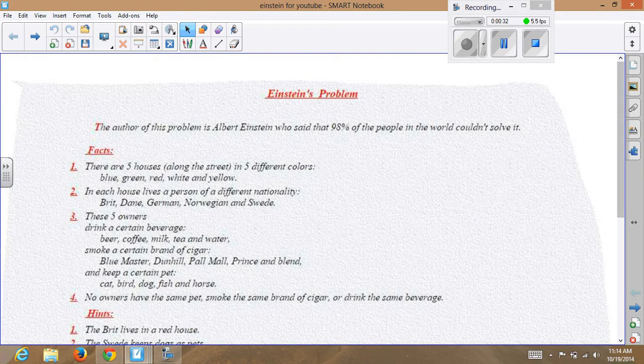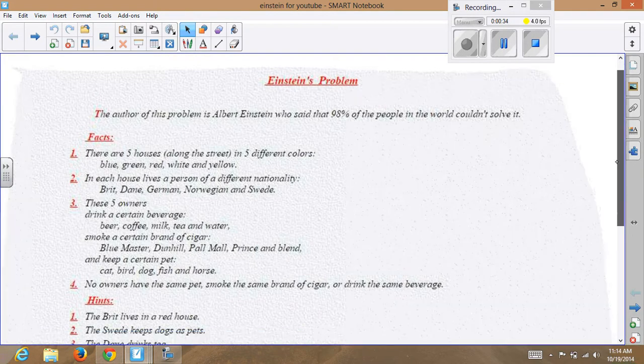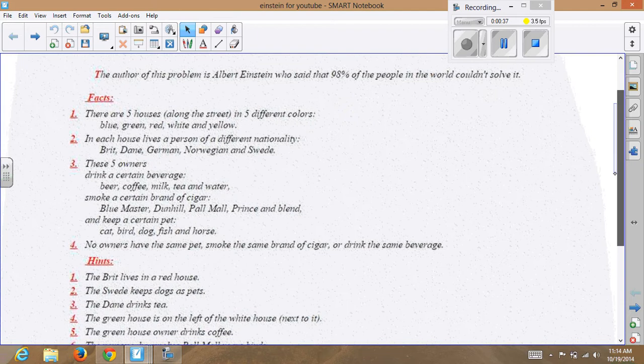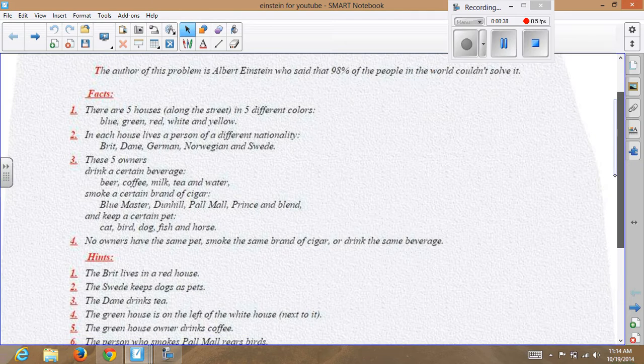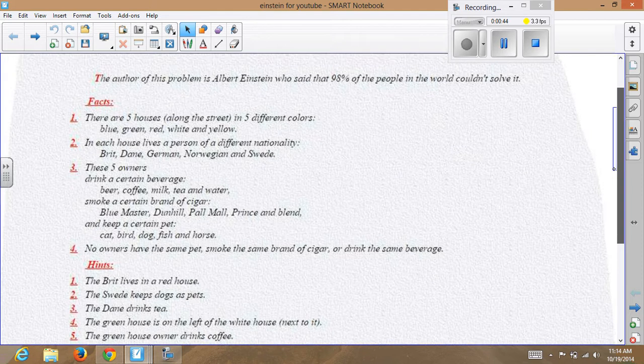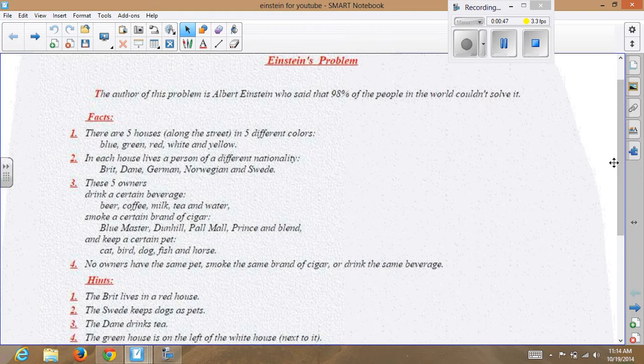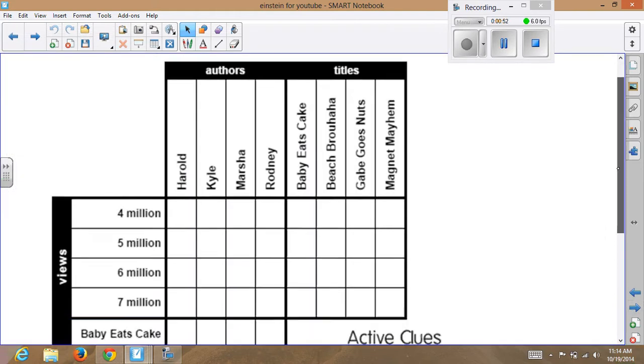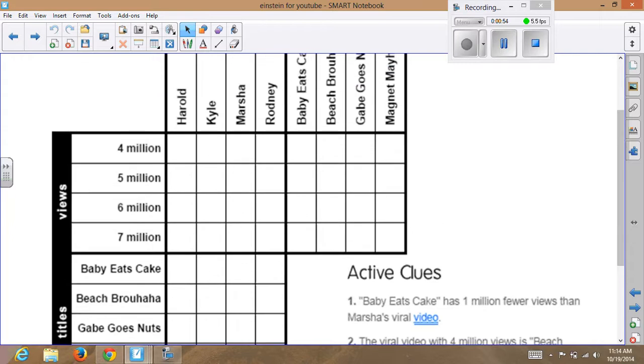Here I have a copy of a problem that Einstein actually did develop, and it says that Albert Einstein said 98% of the people in the world could not solve it, but I'm sure that you guys can. So here is Einstein's problem, but what I'd like for you to focus on is just how you go about solving a logic problem.